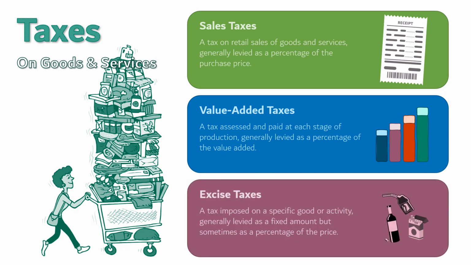Then there are excise taxes, which are taxes imposed on specific goods or activities, generally levied as a fixed amount, but sometimes as a percentage of the price. There's an excise tax on gasoline in Arizona, which is used to pay for road work. As of this recording, the tax is 18 cents per gallon, so it's a fixed amount and not a percentage of the price. There's also an excise tax on cigarettes and on alcohol. Those are in addition to the normal sales taxes.